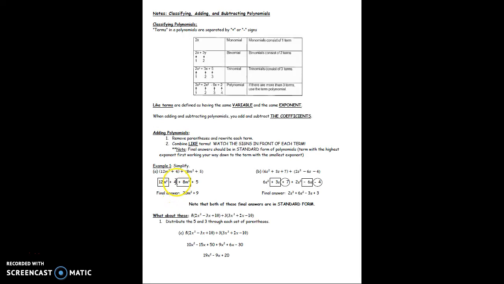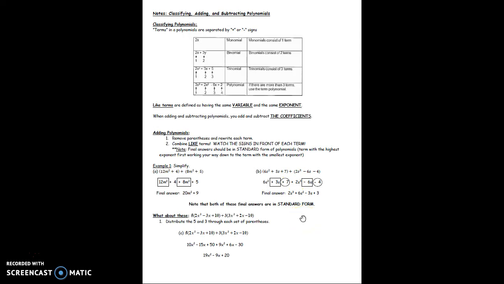Then I do the same thing with my whole numbers or my constants. I have a positive 4 and I'm adding 5. So 4 plus 5 is 9. So your final answer is 20m squared plus 9. And then I have a trinomial and I'm adding a trinomial. Okay, 3 terms plus these 3 terms. Because it's addition in between, you can drop out those parentheses and just rewrite it.